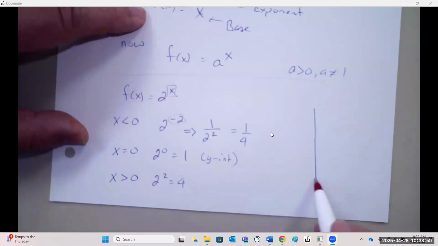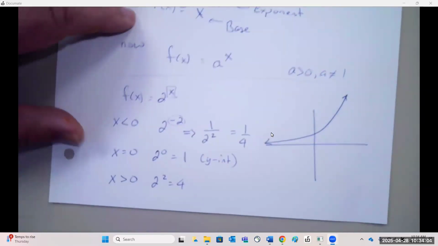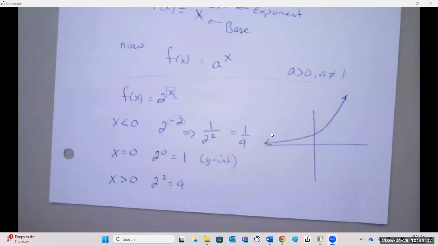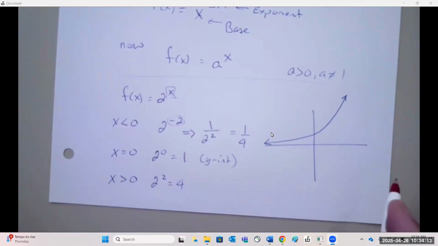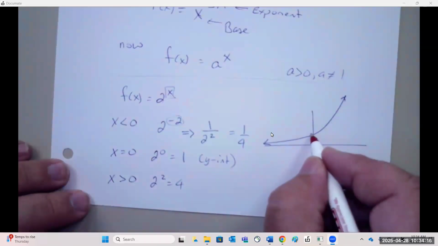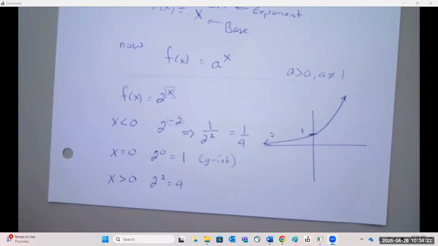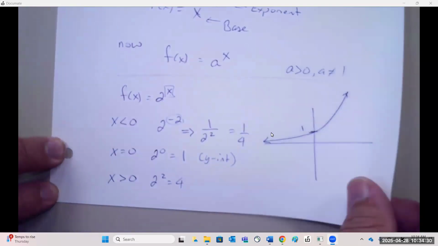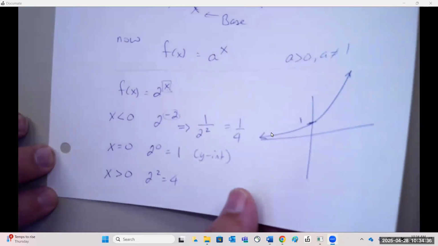So what the graph of an exponential function looks like is this. It's an increasing function. The horizontal asymptote is the x-axis. The y-intercept is 1. And it goes on to infinity. It's continuous. Let's look at the properties of all these conditions.